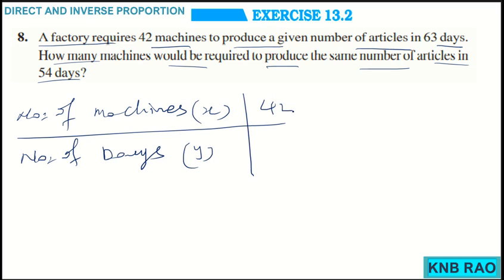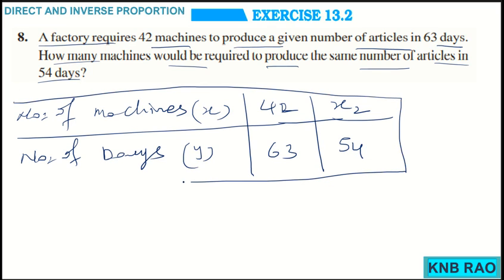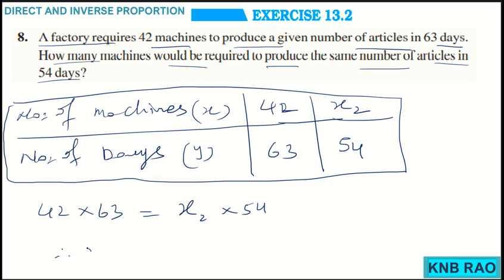When 42 machines were there, 63 days, within that time they could complete the job. If I want to complete in 54 days, I need more machines obviously. Let us say it is x2 number of machines that we are using, and you know here number of machines and number of days are inversely proportional. Product remains same, 42 into 63 equals x2 into 54. Therefore, x2 is equals to 42 into 63 upon 54.